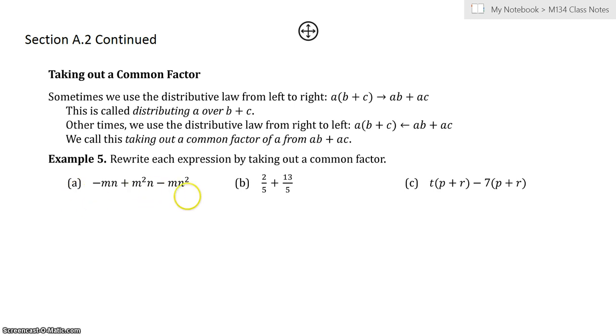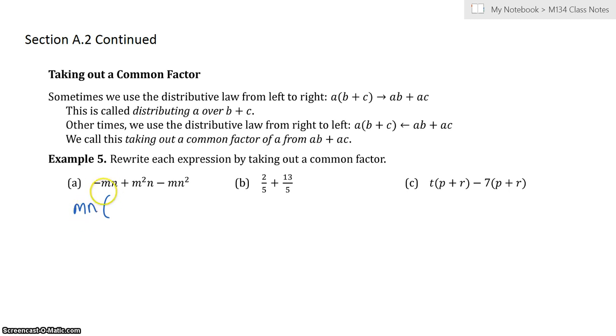So for example, in example 5, let's rewrite each expression by taking out a common factor. We see here that M is common in all three. So I'm going to put the M on the left. It's not the only thing that's common though. We notice that an N is common also in all three. So I'm going to put an N with it and put it in parentheses.